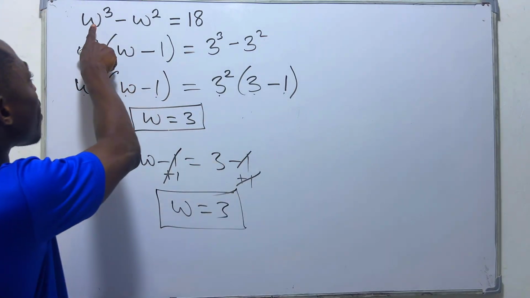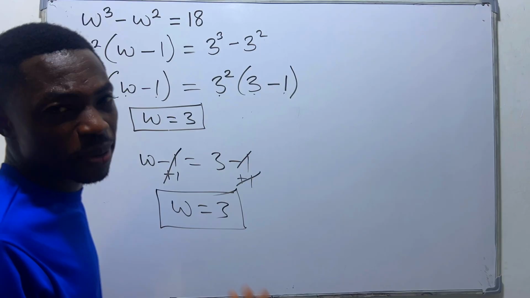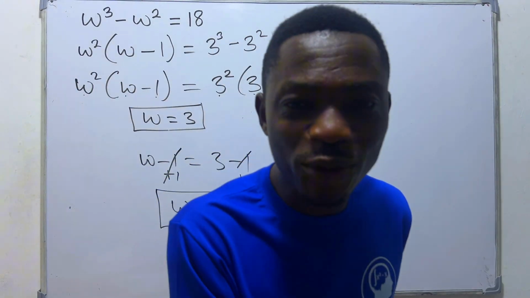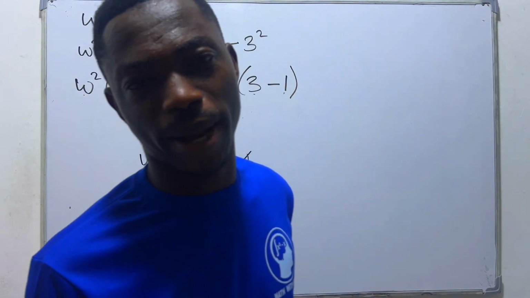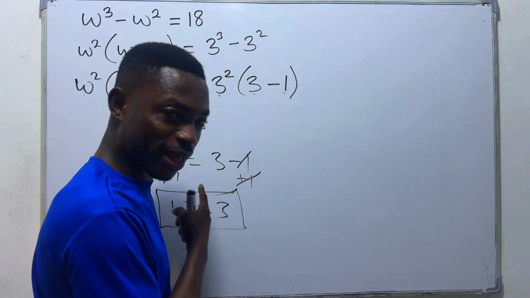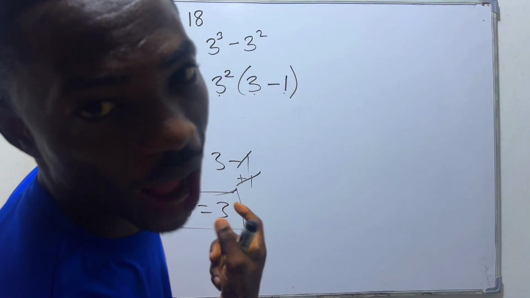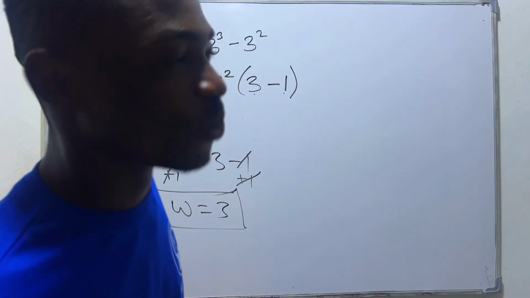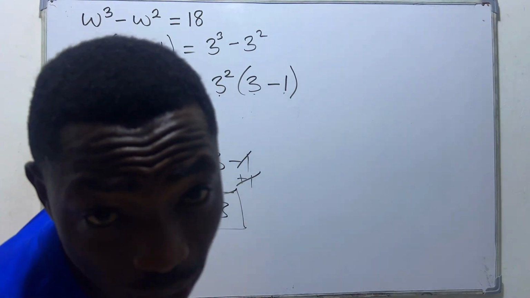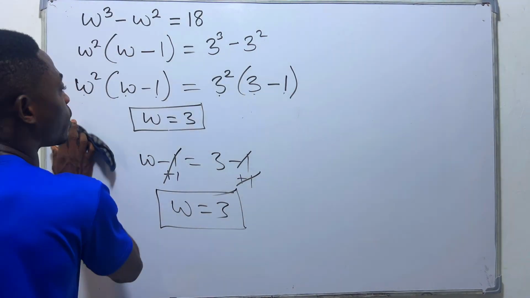However, because we have the highest power to be 3, maybe we have 3 solutions. So we have to go ahead and look for the other 2 remaining. And that is why I don't prefer this method. And we have to move to method 2. Maybe that method will be able to give us all the values of w.